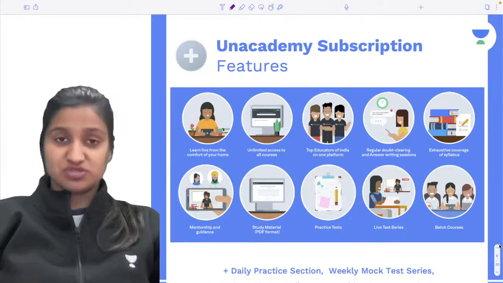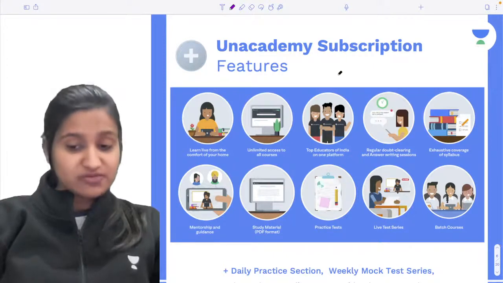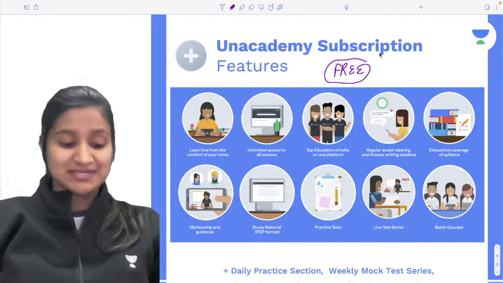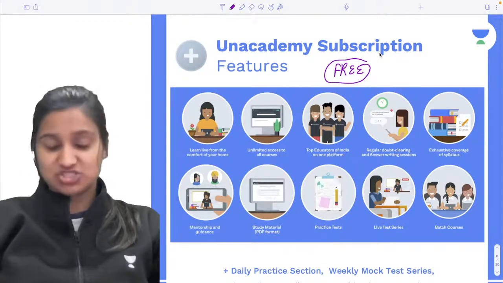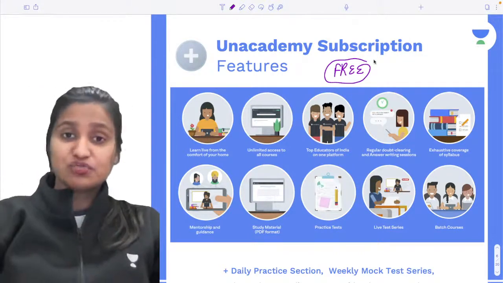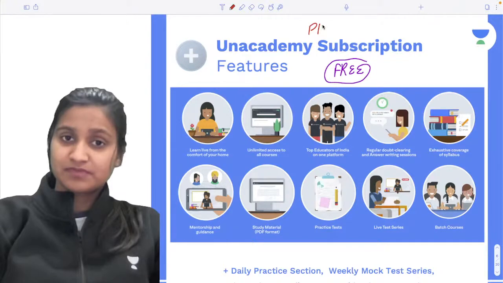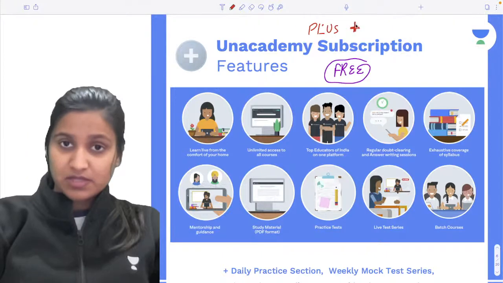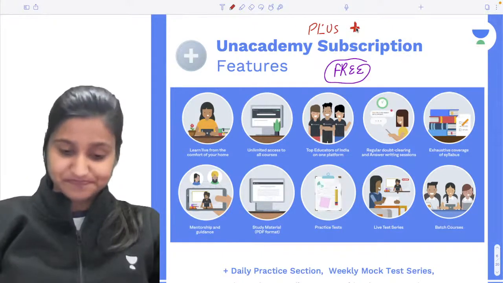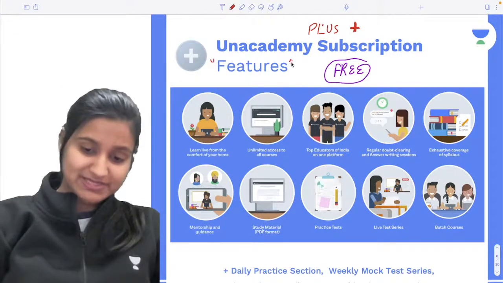Unacademy subscription features. First, I told you about the features that I have for you in the free live classes. When you come there, you will feel the difference and see that it is a very interactive and interesting session. So if you plan to take the subscription, which is your plus subscription, what are the different features of the plus subscription?